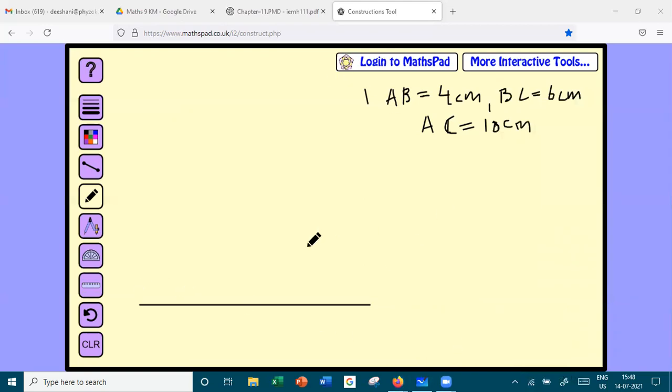Okay. Yeah, I was saying you can take any of these three as your base. There is no fixed criteria. I'm taking AC as the base. So just choose one side as your base. Write AC, write 10 centimeter.